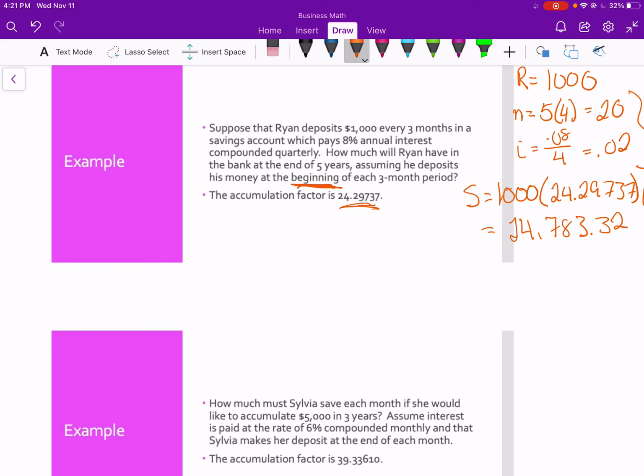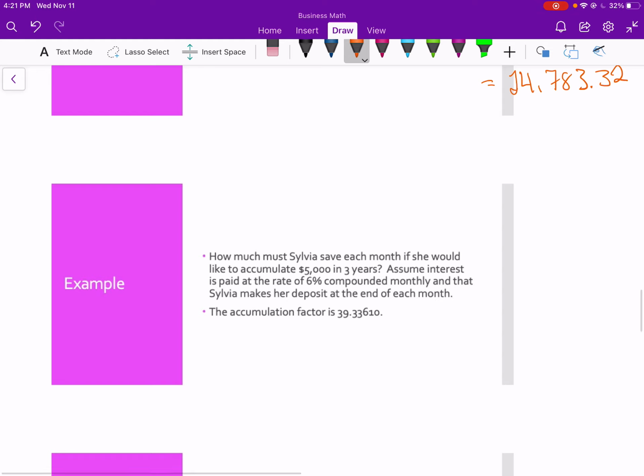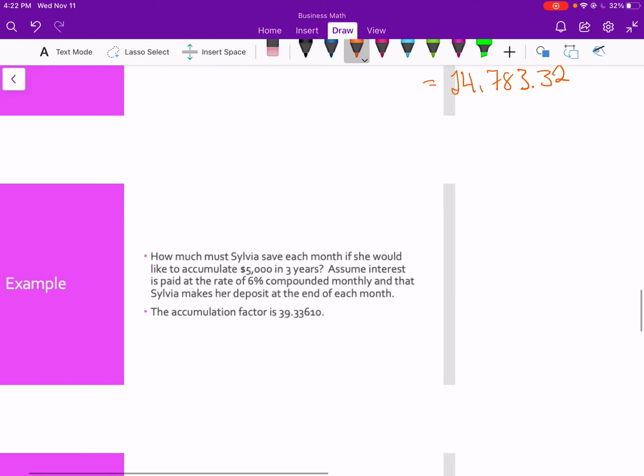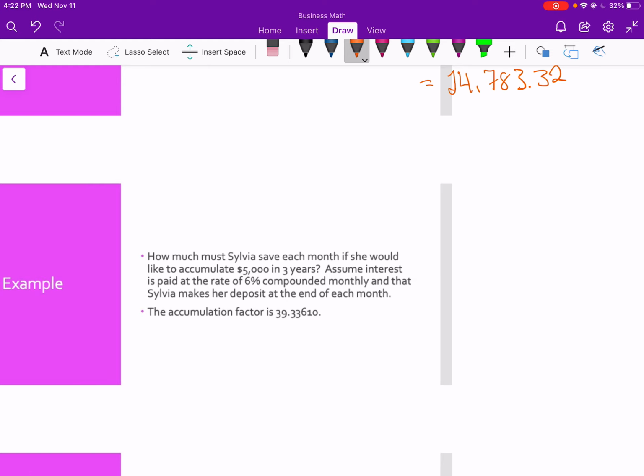On this next one, how much must Sylvia save each month if she would like to accumulate $5,000 in 3 years? Assume her interest is paid at the rate of 6% compounded monthly and that Sylvia makes her deposit at the end of each month. So the end tells us that it's an ordinary annuity. We don't know our R in this case. We don't know how much she's paying. We're trying to figure out how much she's going to pay monthly.